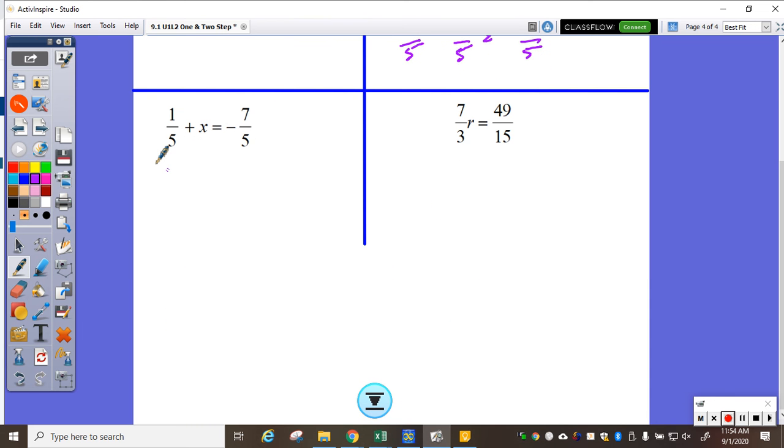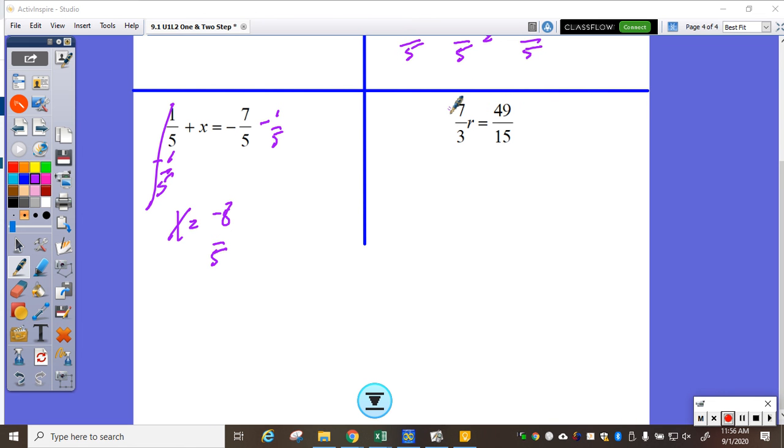All right. So same thing here. Subtract the 1 over 5 from both sides. This one becomes rather easy because these eliminate and x equals negative 8.5. All right. You guys do this last.